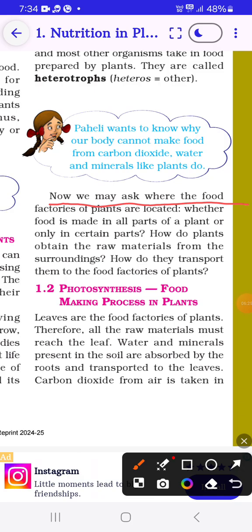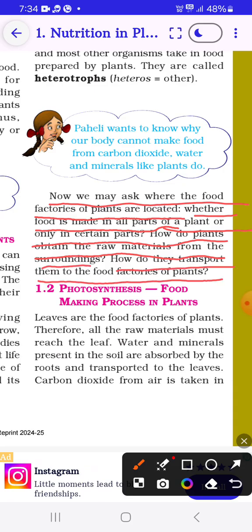Now we may ask where the food factories of plants are located. Is food made in all parts of plants or only in certain parts? How do plants obtain the raw materials from the surroundings? How do they transform them into food? Let us see the question ahead.